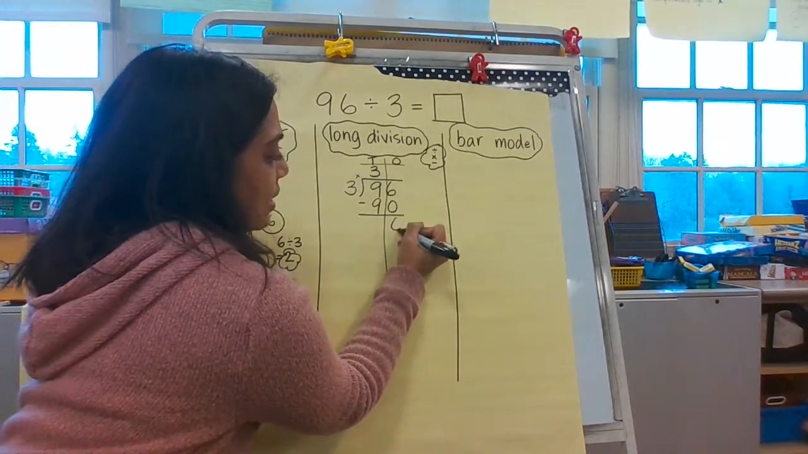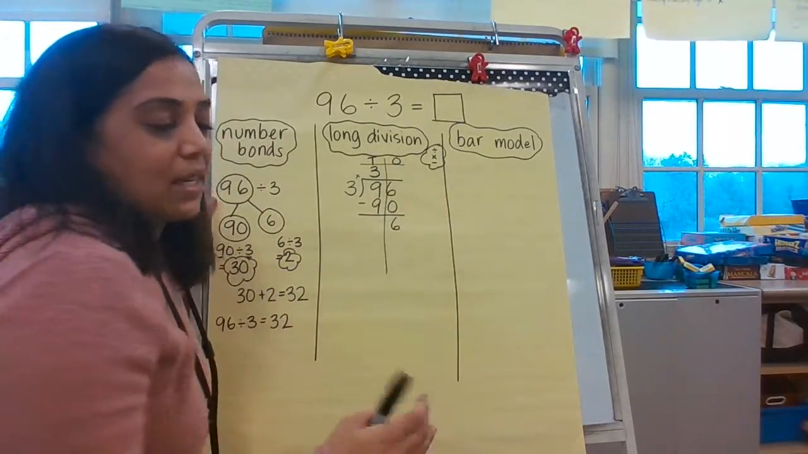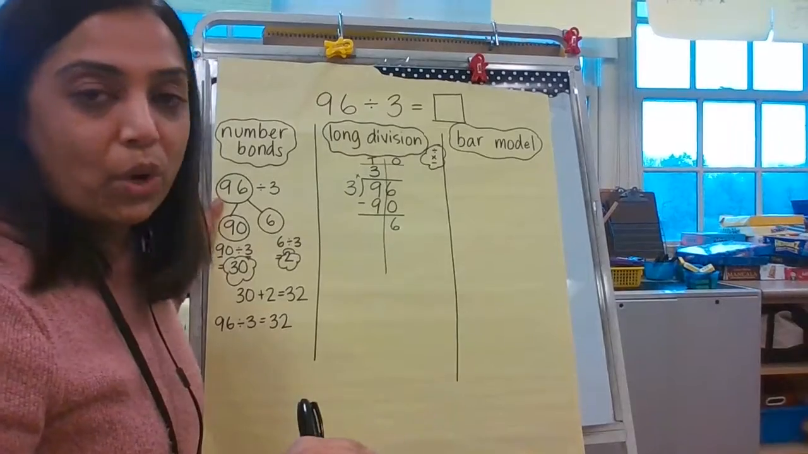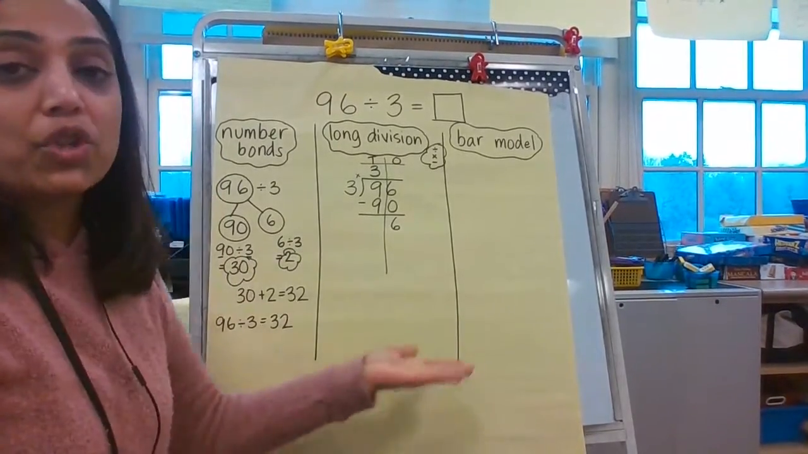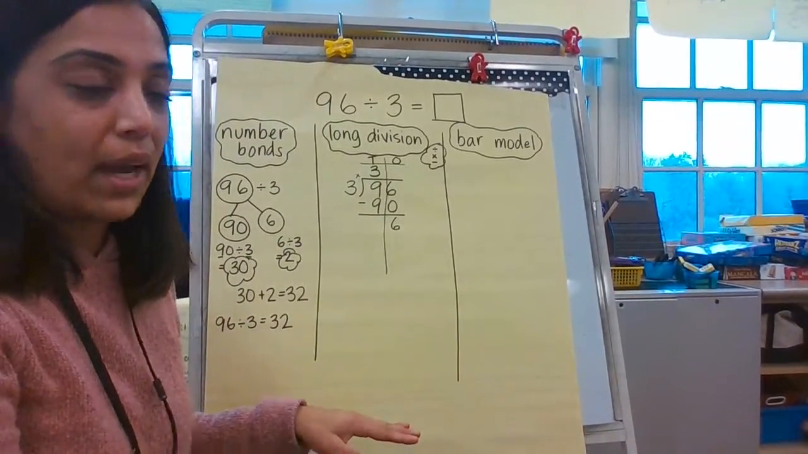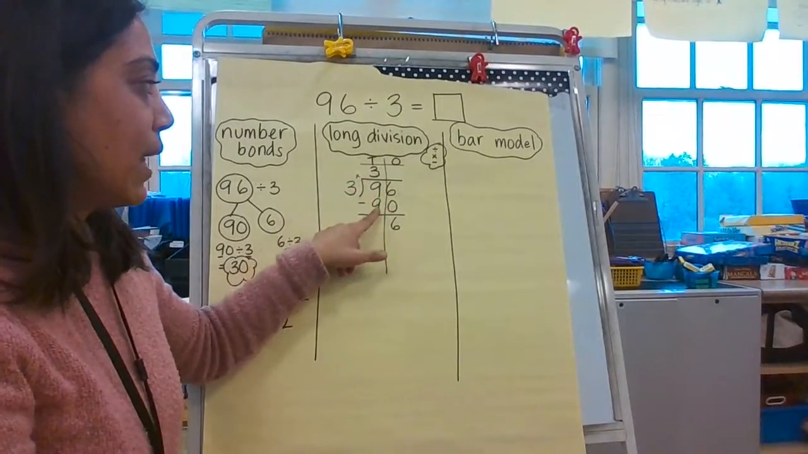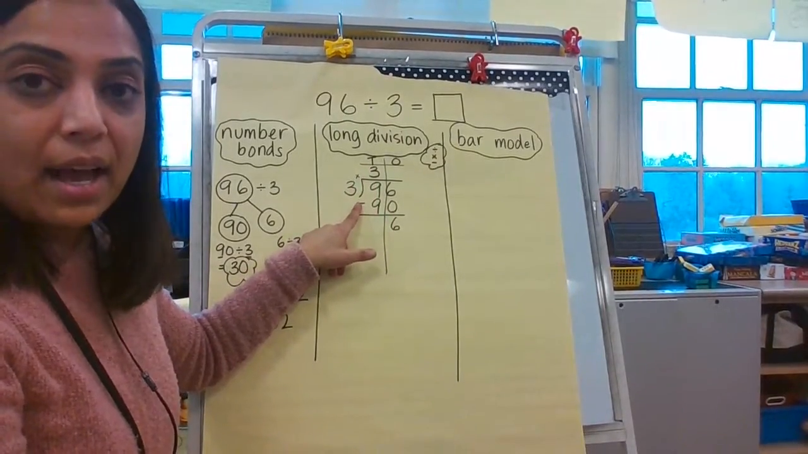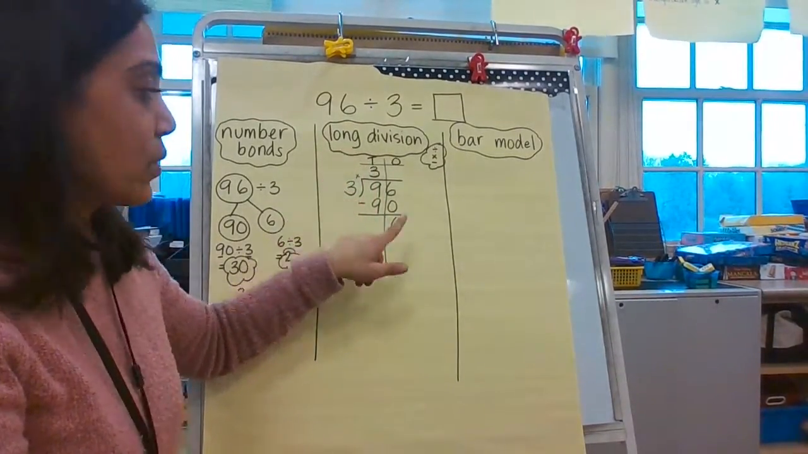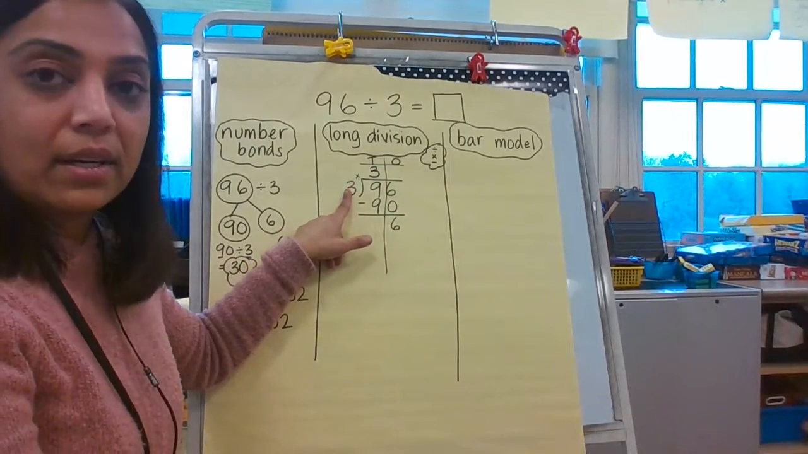6 minus 0 is 6. 9 minus 9 is 0. We don't need to put that 0 there. And then we start all over again, okay? So we divided, we multiplied, we subtracted, and now we go back to dividing. So 6 divided by 3.